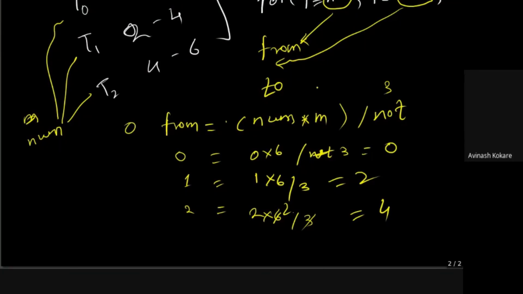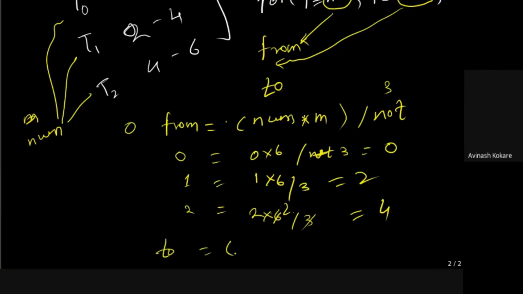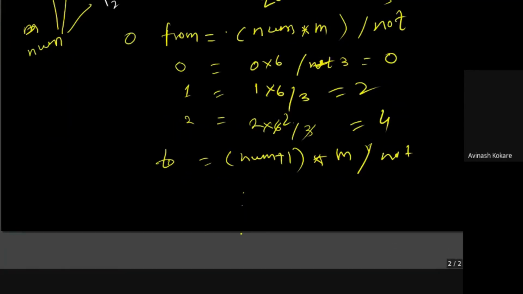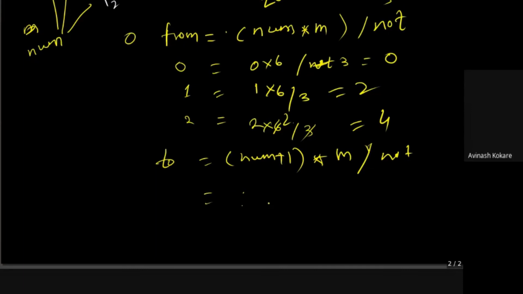What will change for 2? So can I write it like this? (num plus 1) into m divided by number of threads. Let us check the formula for 0. 0 plus 1, 1 into 6 divided by 3 equals 2.